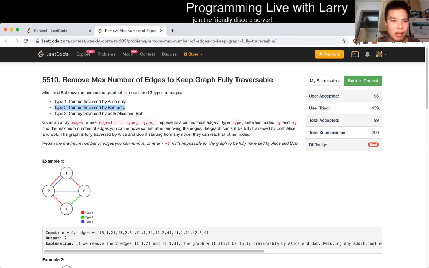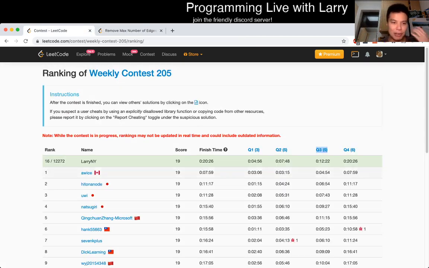And like I said, I spent 8 minutes on this problem. A lot of it was trying to prove this in my head.